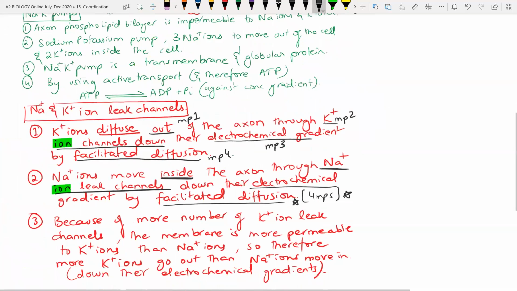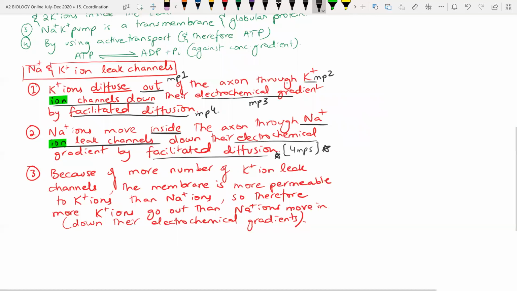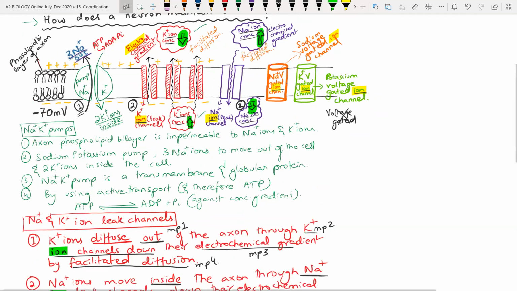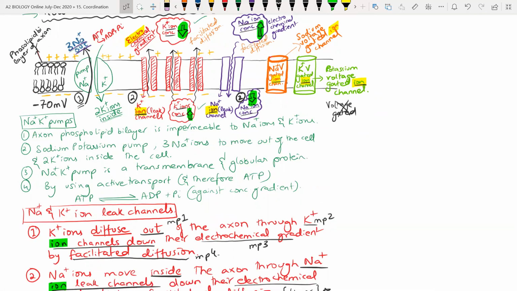Now let me quickly summarize. Let me quickly end the resting membrane potential. So we have seen two reasons. The first one is the action of the sodium potassium pump that contributes to the overall inside negative charge. The second, we have seen what happens because of the sodium and potassium ion leak channels that is contributing to the overall negative charge on the inside.